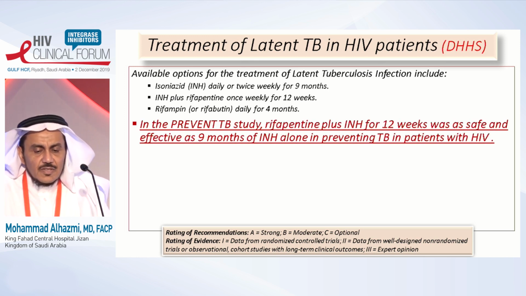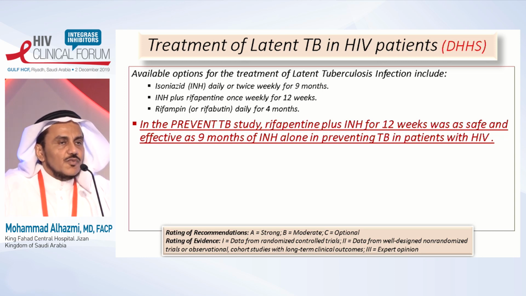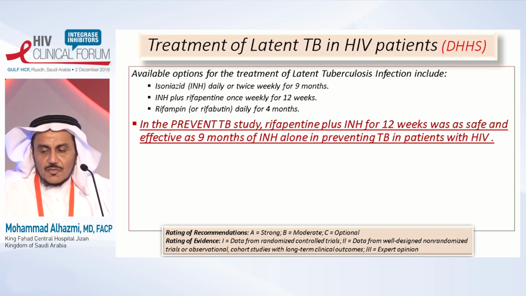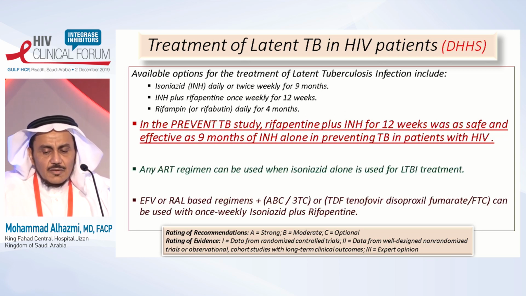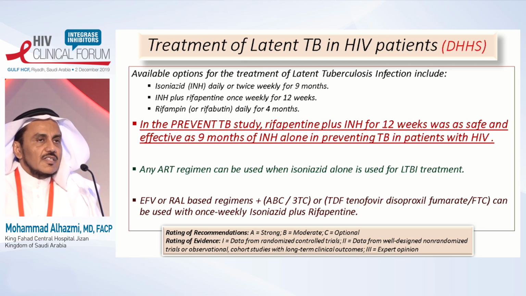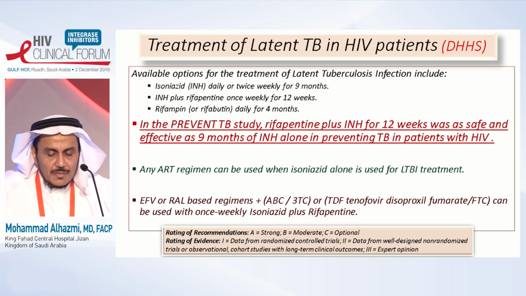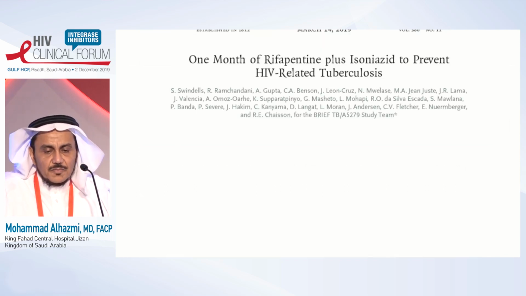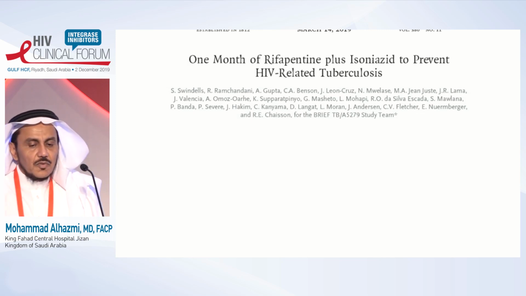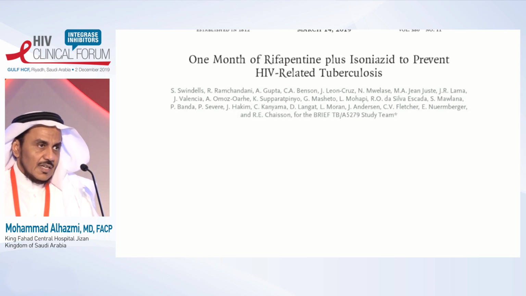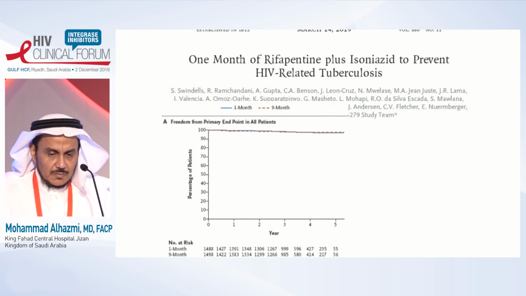Now, in the PREVENT TB study, rifapentine plus INH for 12 weeks was almost equivalent to 9 months of therapy with INH. And isoniazid really carries the advantage that you can use any antiretroviral therapy. When you go to the rifampicin or rifampin-based regimen, you have certain limitations with antiretroviral therapies. In March 2019, there was an article showing that 1 month of rifapentine and isoniazid is equivalent to 9 months of treatment with INH and pyridoxine.